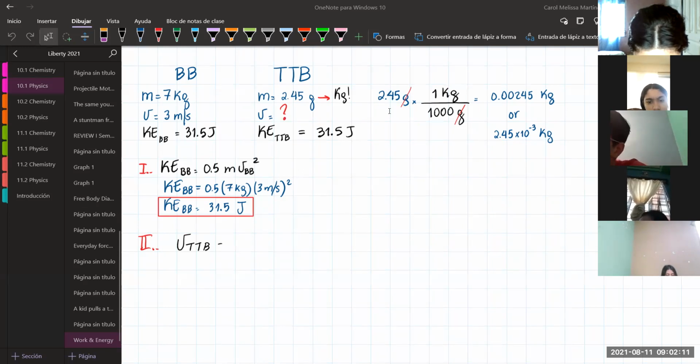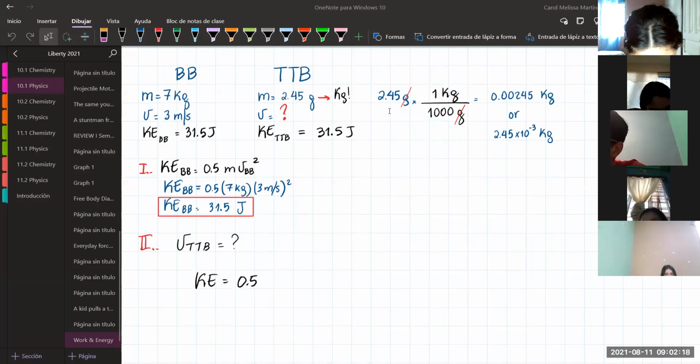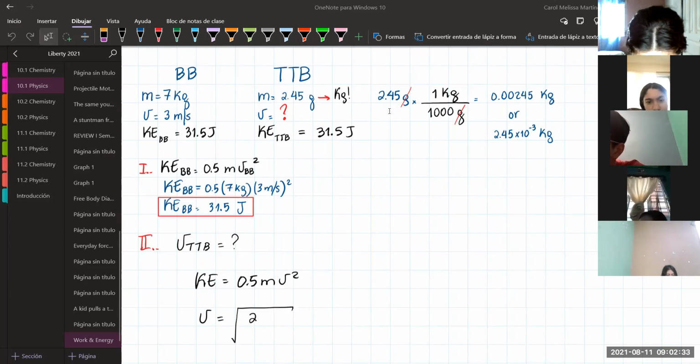So we're going to find it. So the equation for kinetic energy is this one. I'm going to isolate for the speed. Okay, so the equation already isolated for speed is equal to the square root of 2 times kinetic energy divided by the mass. Okay, that's the equation.